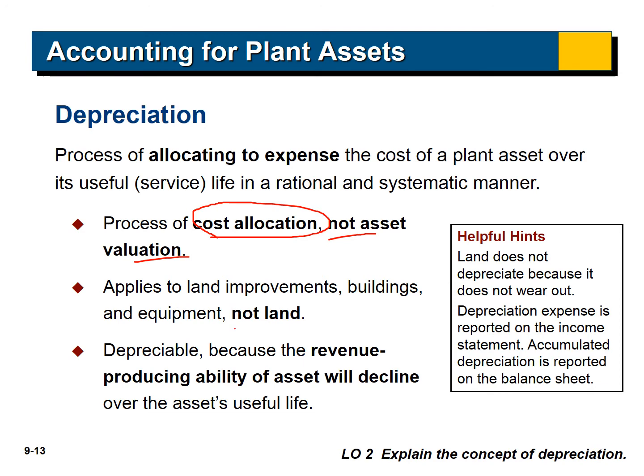It includes all those costs, all those assets we talked about before, except not land, because land does not depreciate or wear out. And it's depreciable because the revenue producing ability of the asset will decline. That is, in essence, it wears out over time, and you use it or consume it over time.